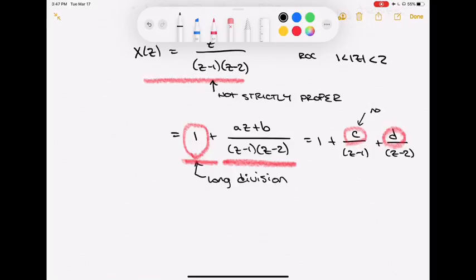There is no z in the numerator, and without a z in the numerator, these aren't going to match our tables exactly. If you remember, for example, if we had something like alpha to the n, what did it go to? It went to z over z minus alpha. So we needed that z in the numerator. We don't see it here, so that kind of makes us a little stuck.